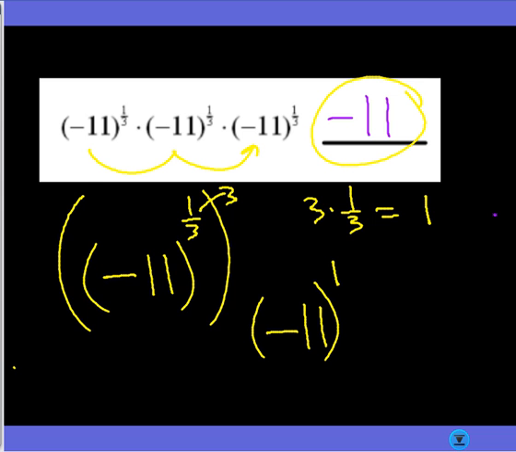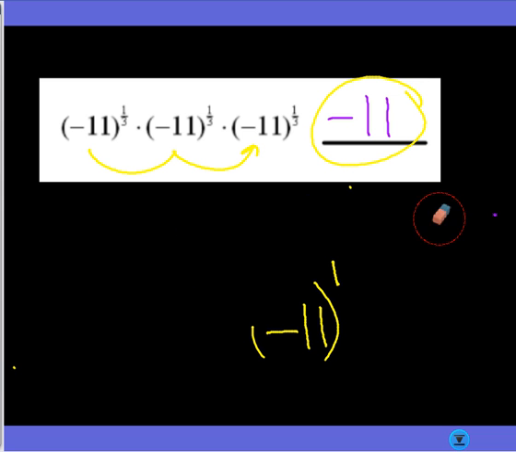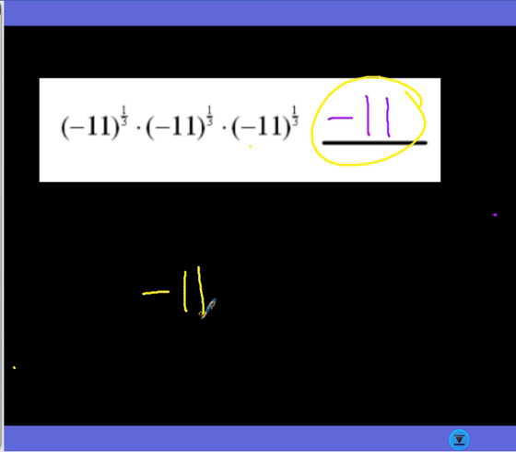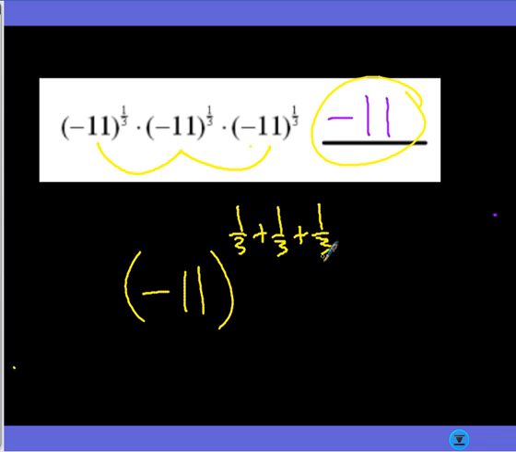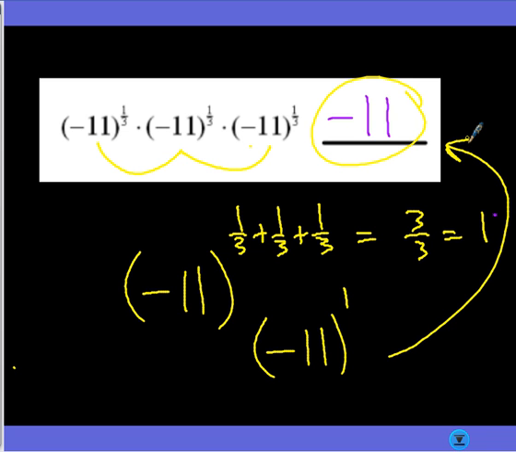That's not exactly how we did it in class today. So in class today, we did it just using the product rule. It's -11 and numbers of the same base being multiplied, so it was 1/3 plus 1/3 plus 1/3. Well, that's 3/3, which is 1. So then same thing, negative 11 to the 1, negative 11.